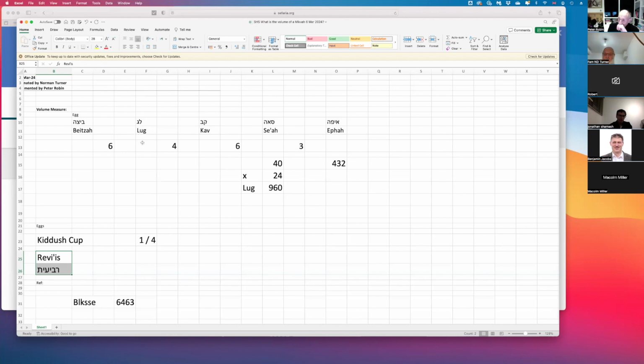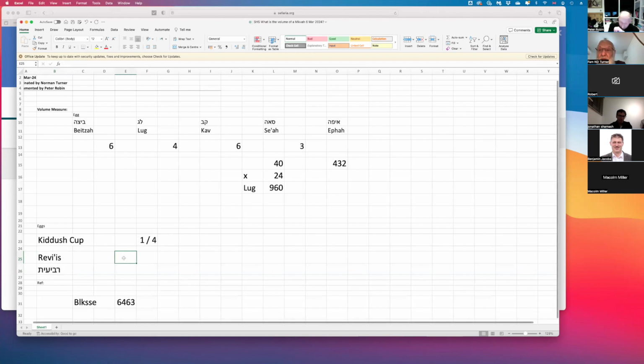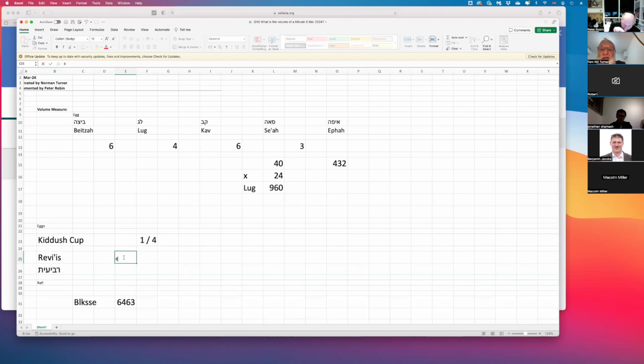The minimum revius, very good, is 86 cc's, which is actually the same gematria as Kois, Chof Vov Samach. So underneath the quarter, let's have 86.